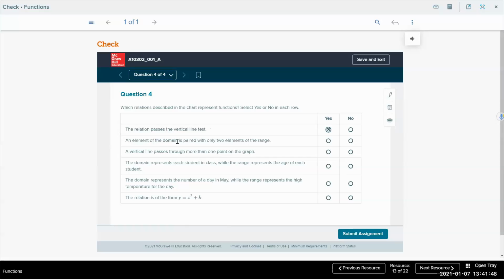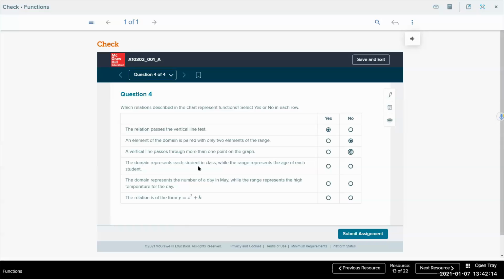An element of the domain is paired with only two elements of the range. No way. Every element of the domain can only be paired with one element in the range. So that second statement would not be a function. A vertical line passes through more than one point on the graph. Can't be a function.